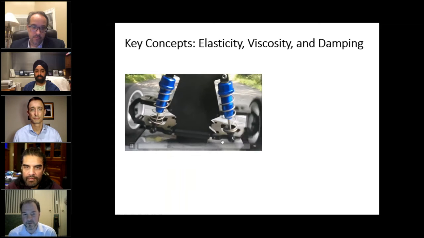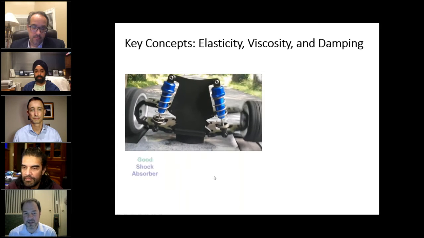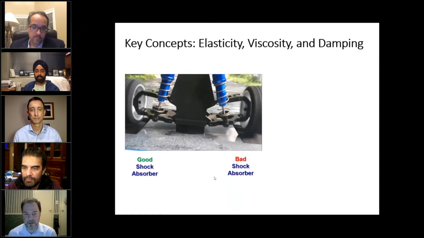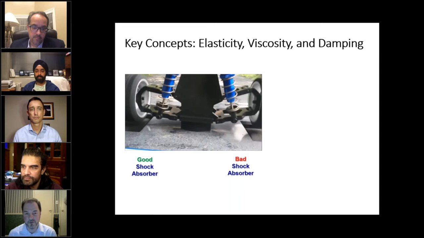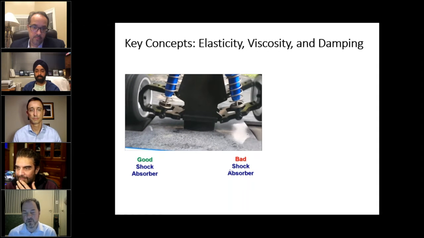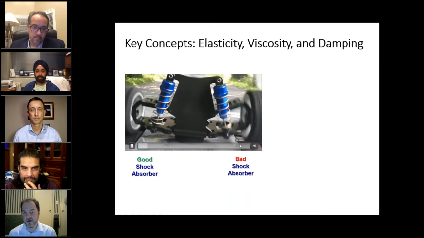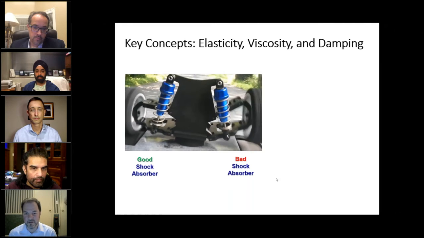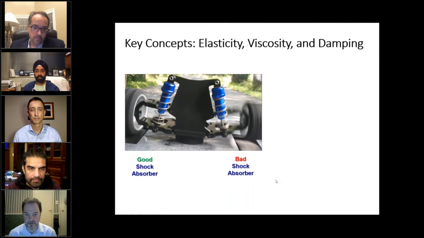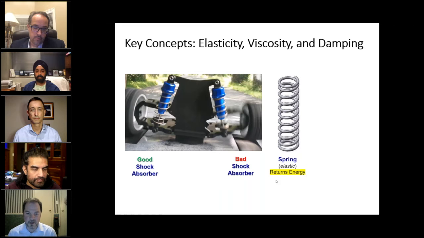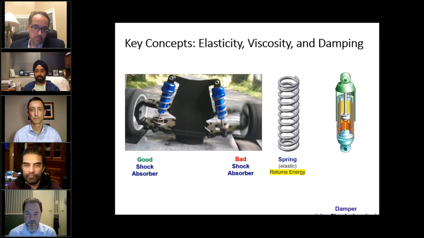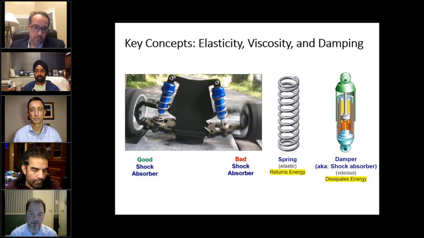Everything about the right and left side of this model is the same, except on the right-hand side we have a bad shock absorber. You might think it's the spring's fault that the wheel is flailing around uncontrollably and jarring the teeth of the occupants of that vehicle, but it's not the spring. A spring's job is to return energy. Springs are elastic, and that's what elasticity is. But a damper, a shock absorber, its job is to dissipate or absorb energy.